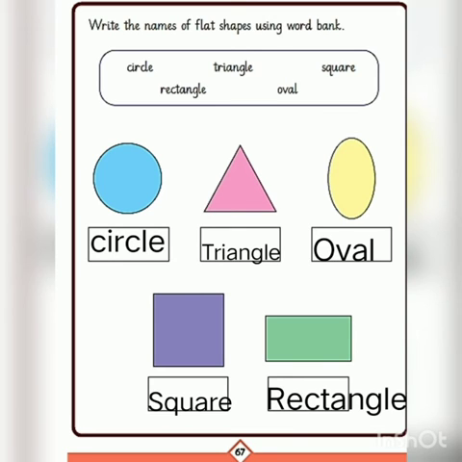Next, S-Q-U-A-R-E, square. And the last one, rectangle. R-E-C-T-A-N-G-L-E, rectangle. Students, this is your homework. Also write name, roll number, date and day.